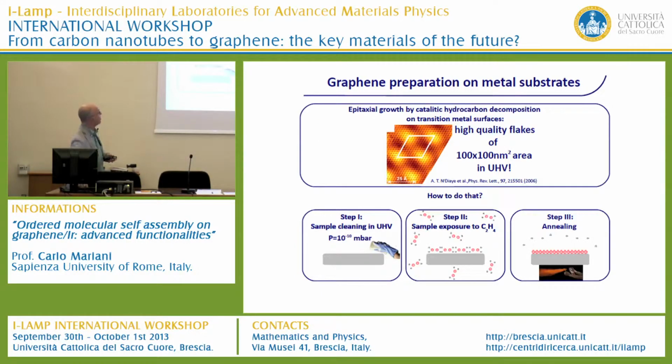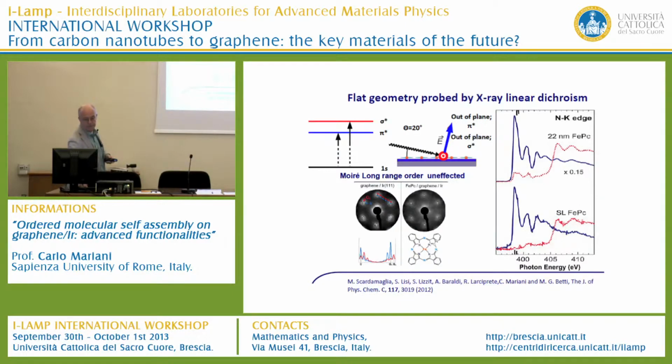Now, we grow graphene through the well-known chemical vapor deposition method. First of all, we deposit phthalocyanine. First of all, we have to check the order. The order is still there, so phthalocyanines are not destroying the long-range order.